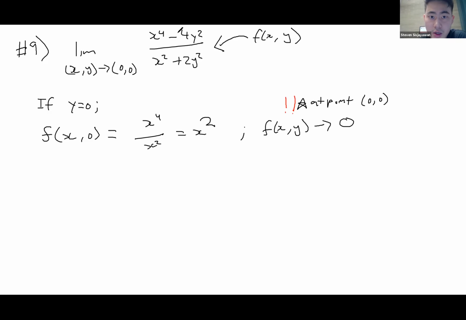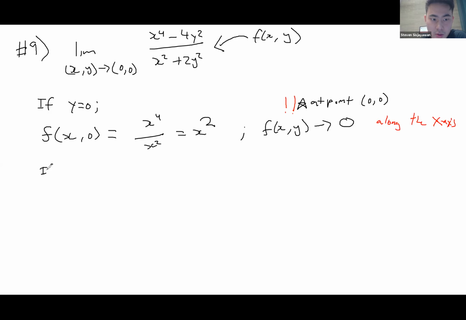And again, this is along the x-axis, because I'm basically setting y equals 0. So I normally check that out first. And the second thing I also do is I check the y-axis, now that I've checked the x-axis.